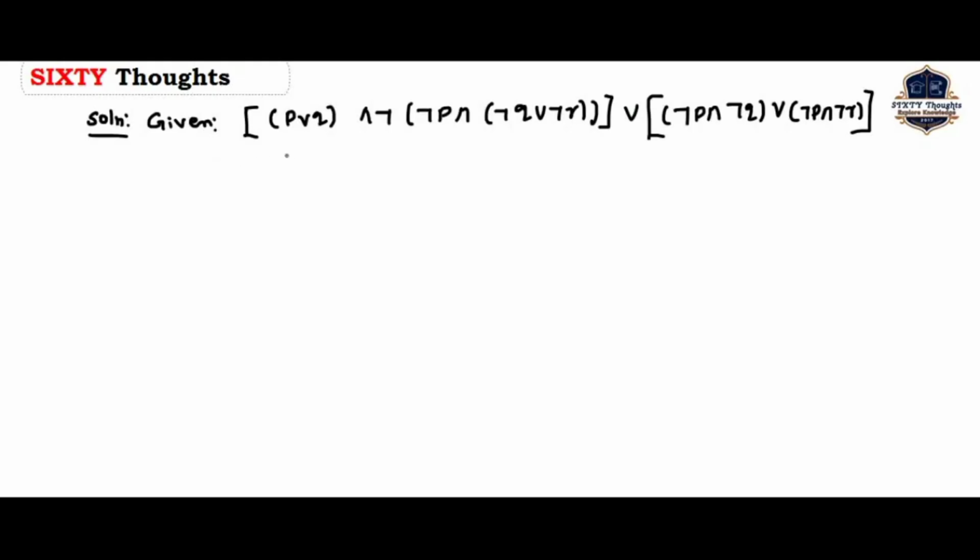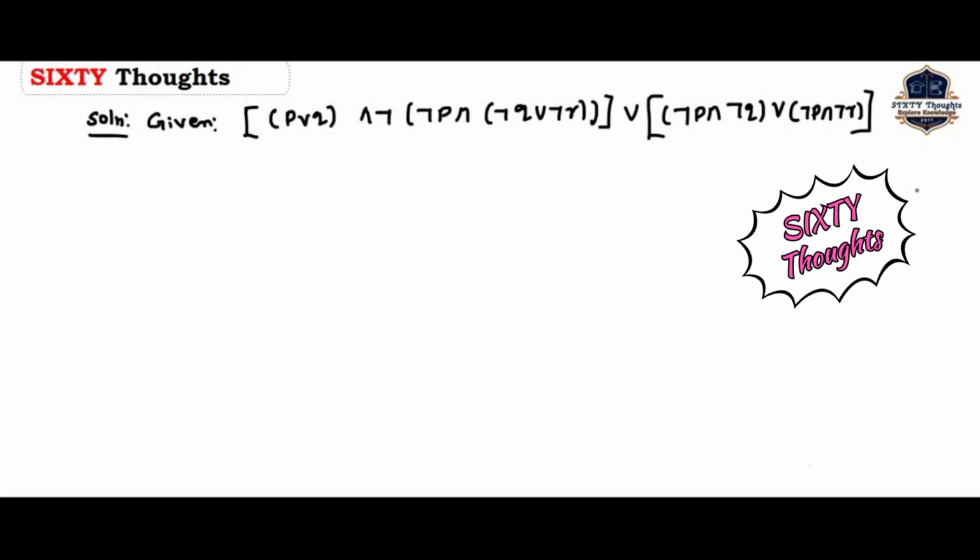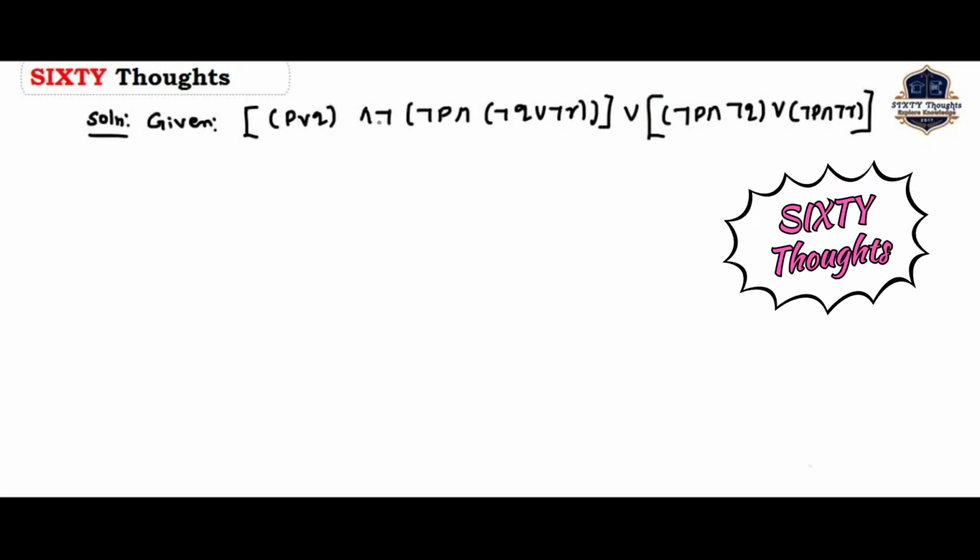Solution. What is our target? We are going to prove the given statement is a tautology. Tautology means if we simplify this statement, the final answer is only T. Okay. So here the given statement is a very lengthy statement, right? So I am going to consider the first term and find it separately. Later I am going to find the second term, then substitute here, and we get the final answer.